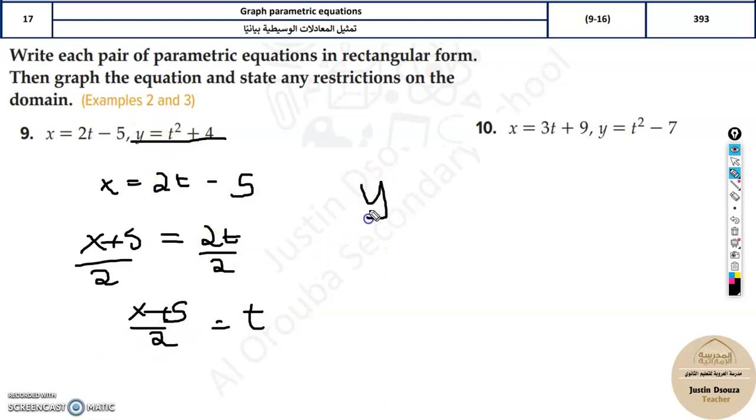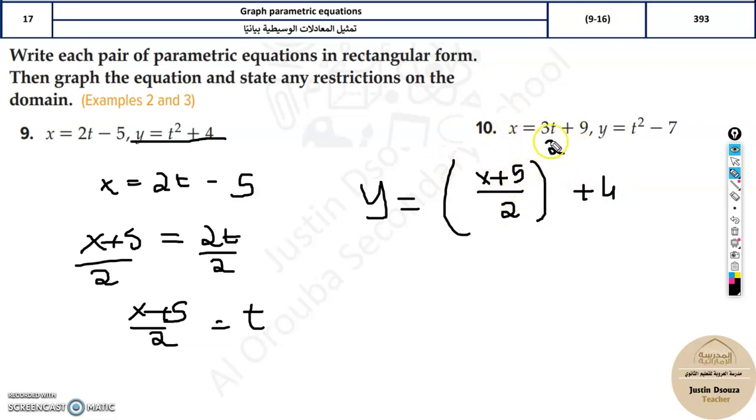So what do you do over here? y equals, open the bracket, (x plus 5) divided by 2, the whole square. Is this clear? What you're doing is, this t value you're just substituting over here. Now it's in terms of x. Then plus 4. This is enough. You can simplify further.